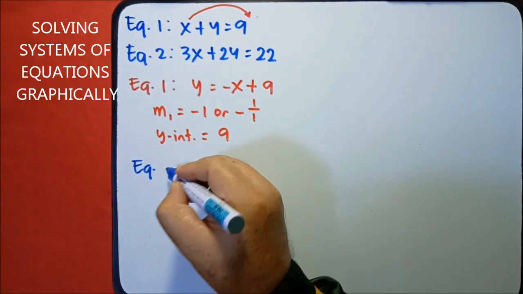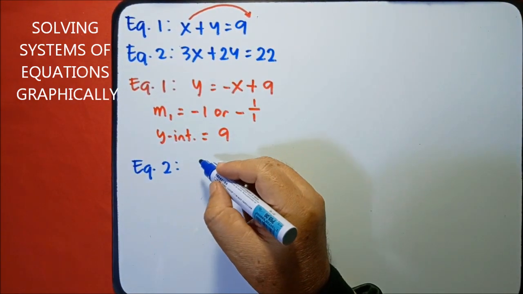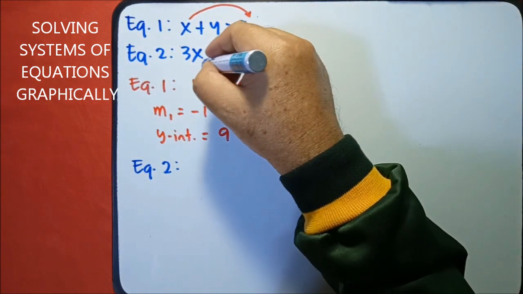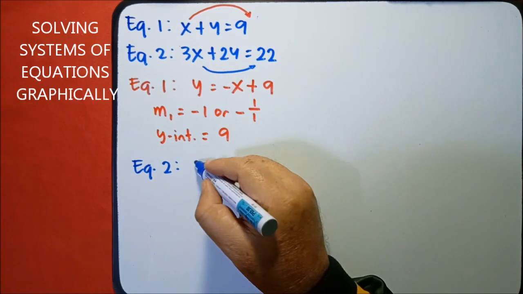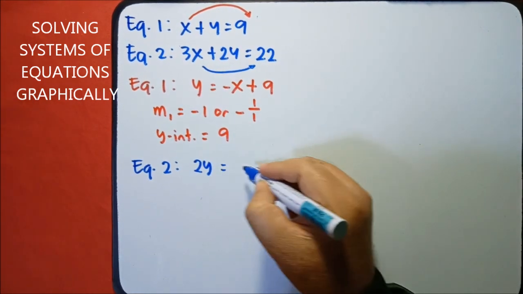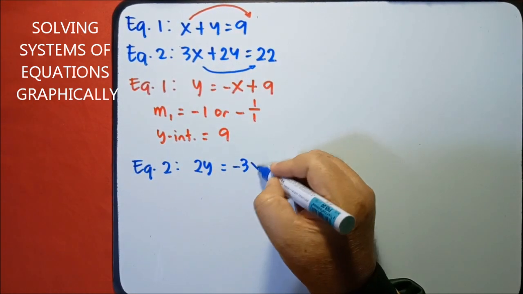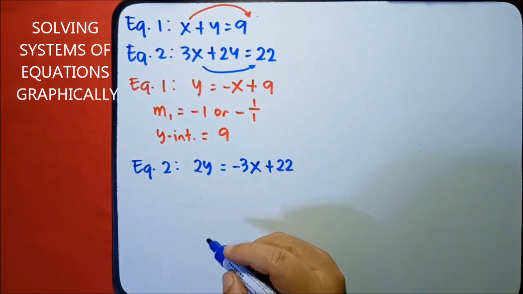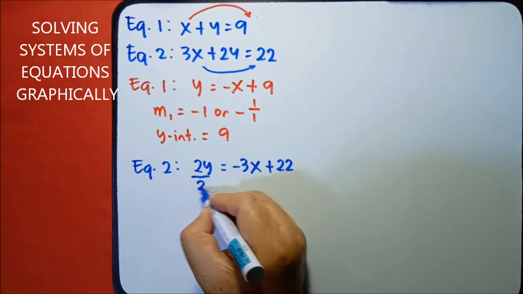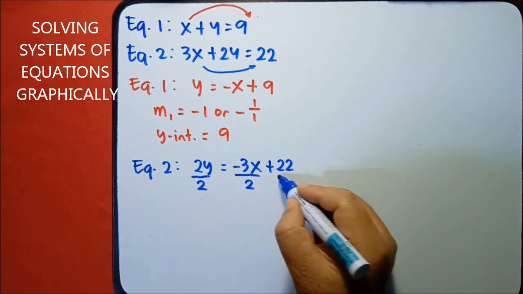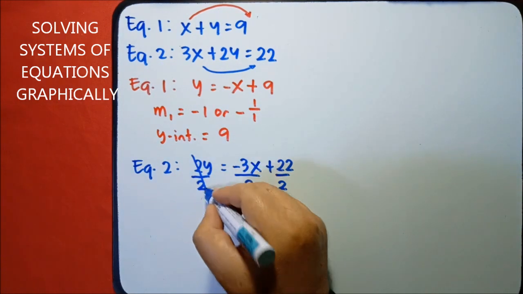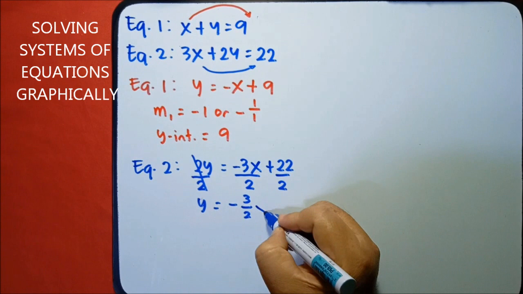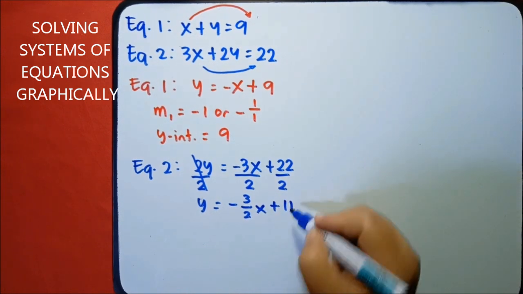Now, for equation number 2, 3x plus 2y equals 22. So, transpose to the other side. This will become what? 2y will remain. Then your 3x will become negative 3x plus 22. Now, what will you do with this? Divide both sides by 2. This will become what? y is equal to negative 3 over 2x plus 11.